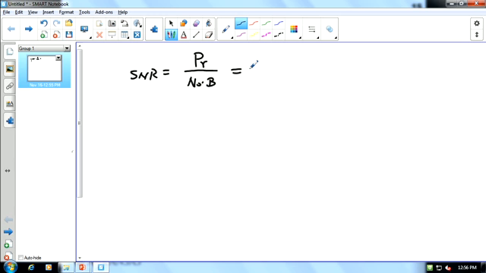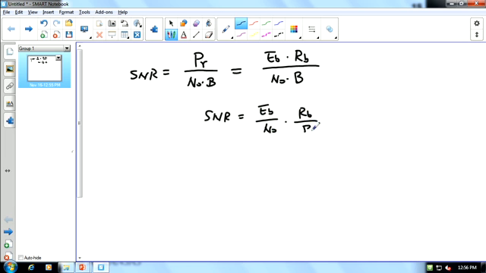The signal power at the receiver is equivalent to E_B times R_B, not times B. The signal power is the energy per bit divided by the duration per bit, and the inverse of the duration per bit is the rate of the data. So SNR equals E_B over N naught times R_B divided by B. This is exactly our spectral efficiency.